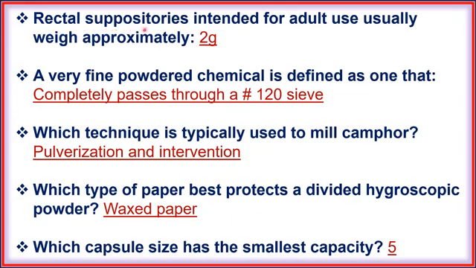Next, rectal suppositories intended for adult use usually weigh approximately 2 grams. Next, a very fine powdered chemical is defined as one that completely passes through a sieve number 120. Next, which technique is typically used to mill camphor? Pulverization by intervention. Next, which type of paper best protects a divided hygroscopic powder? Waxed paper. Next, which capsule size has the smallest capacity? 5.